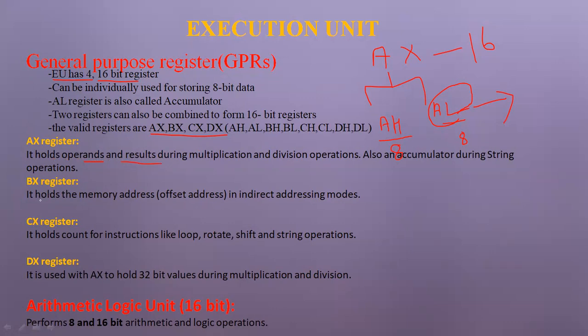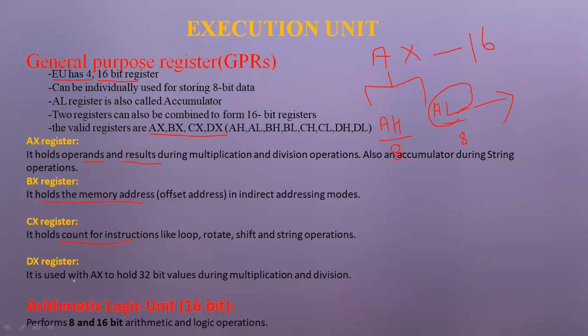The BX register is used for holding the memory address, the offset address. With the help of this offset address, we can easily convert it into the physical address. The CX register is also used for holding data, but mostly for counting in instructions. For increment, decrement and rotation, in those situations we can use the CX register as a counting register.